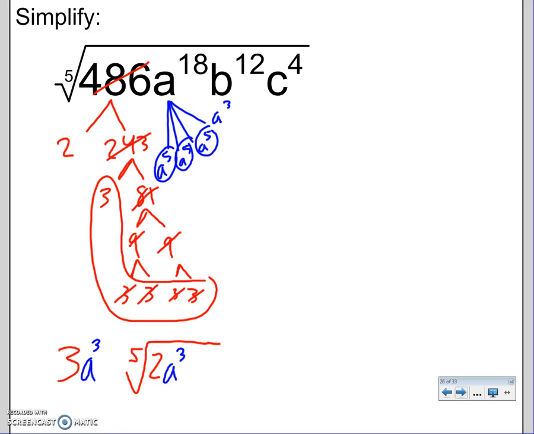All right, B12, well, 5, 10, 2 complete groups and 2 left over. So 2 make it out. 2 stay inside. And C4, there's not even 5 of them, so they stay inside. They can't move.